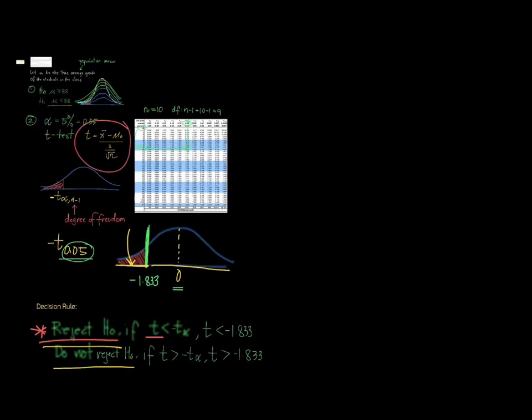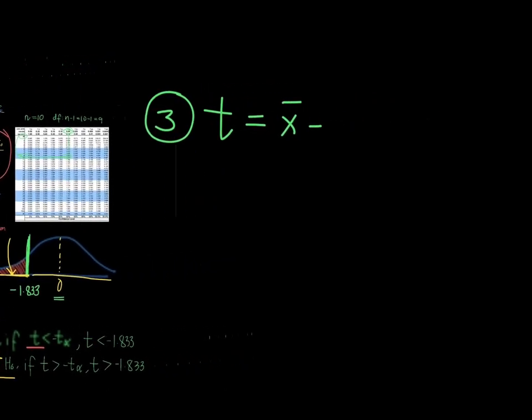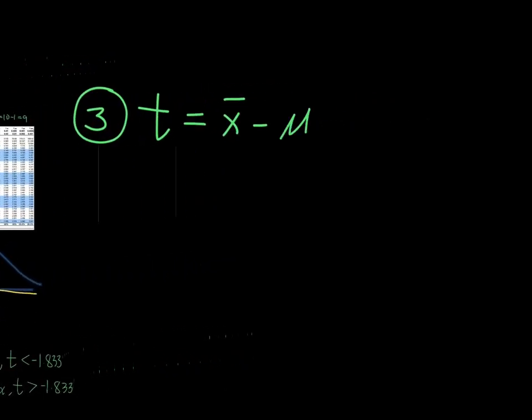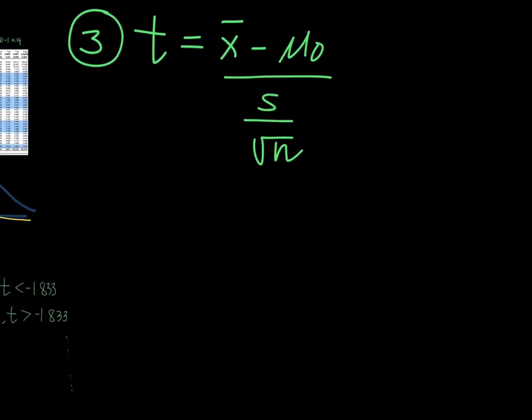Then we go now to the computation of the T. So that is our step number 3. Again, T is equal to x bar minus mu sub 0 over s over the square root of n. To calculate this, we need to know the following. We should know what is the x bar, the sample mean. We should know the s, the sample standard deviation, the mu sub 0, and the sample size n.